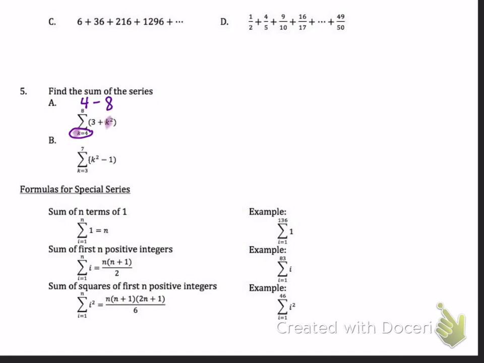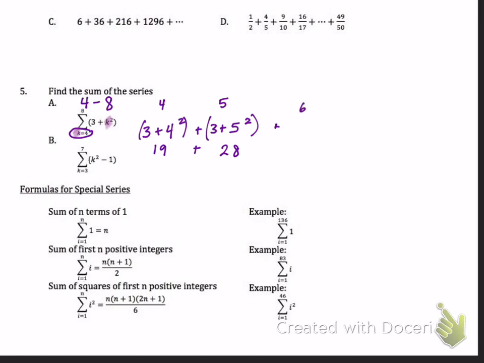So I'm going to plug in 4, 5, 6, 7, and 8. When I plug in 4, it's going to be 3 minus 4 squared. Oh, it's a plus, sorry. 3 plus 4 squared. What do you get? 19. And I'm adding all of these because that's what a summation is. Then it would be 3 plus 5 squared, which would be 28.